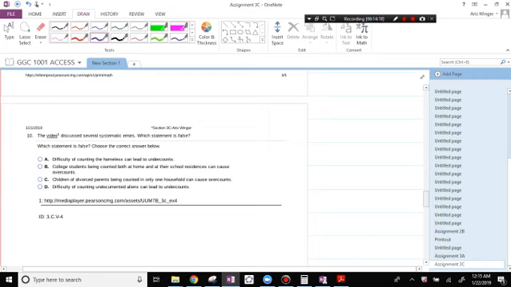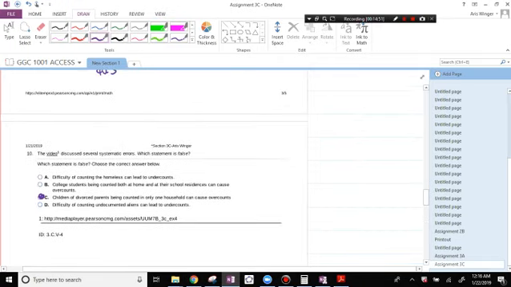Which of the statements is false? Choose the correct answer below. A, difficulty of counting the homeless can lead to undercounts. That's true, because you're going to count less than what there actually are. B, college students being counted both at home and at their schools can cause overcounts, right? You're counting them in more places than they are, so that could be too many. C, children of divorced parents being counted in only one household can cause overcounts. No, if you counted them in both households, that could cause overcounts. It's C, that's false. Hope it helps.